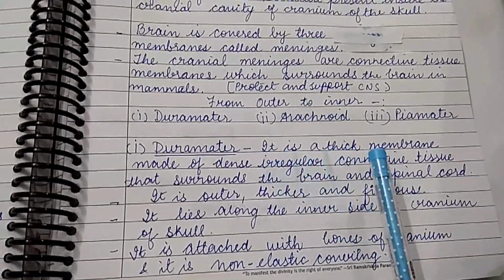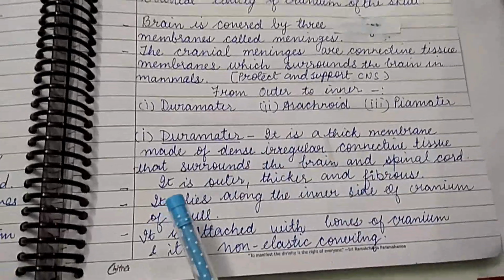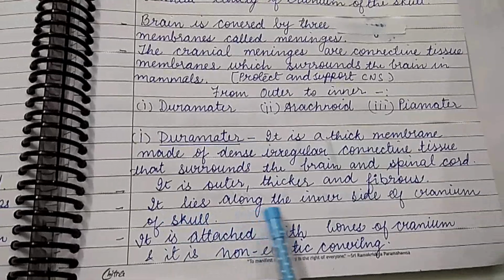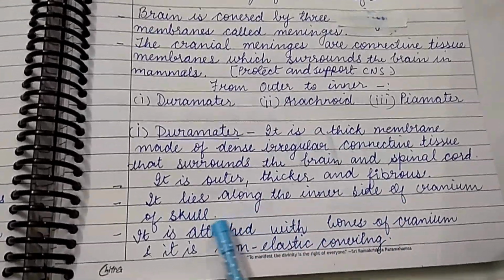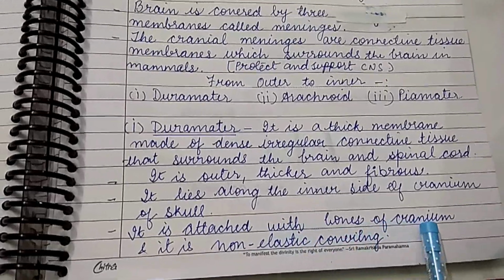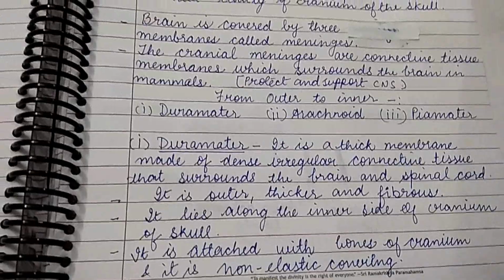So it is thick in nature, that surrounds the brain and spinal cord. It is outer, thicker and fibrous in nature. It lies along the inner side of cranium of skull. That means it is attached with bones of cranium and it is non-elastic covering.